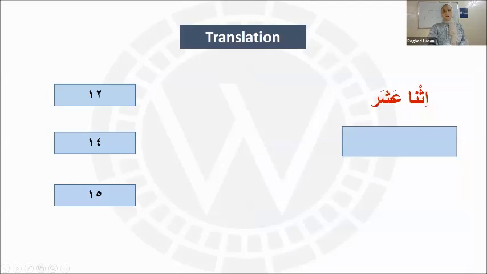Now we want to choose the correct translation. So, wait, just a minute. Okay. Sorry. So, ithna ashar. Choose the correct answer for ithna ashar. It's first one, second one, or third one.